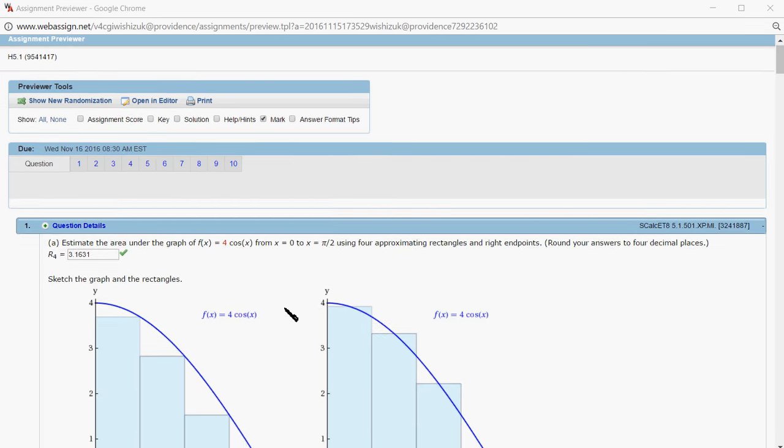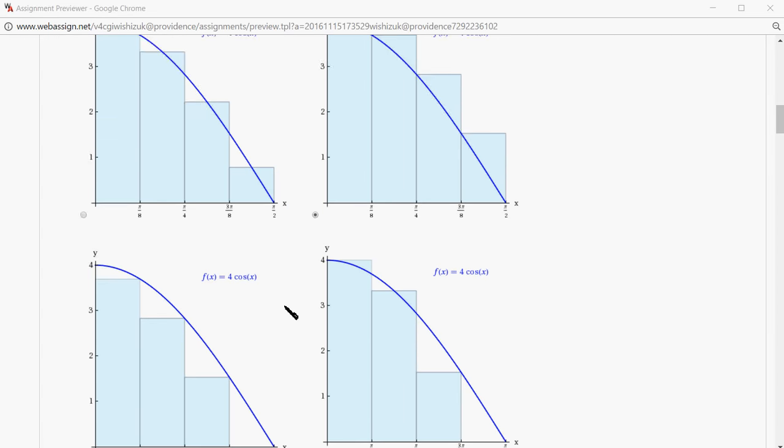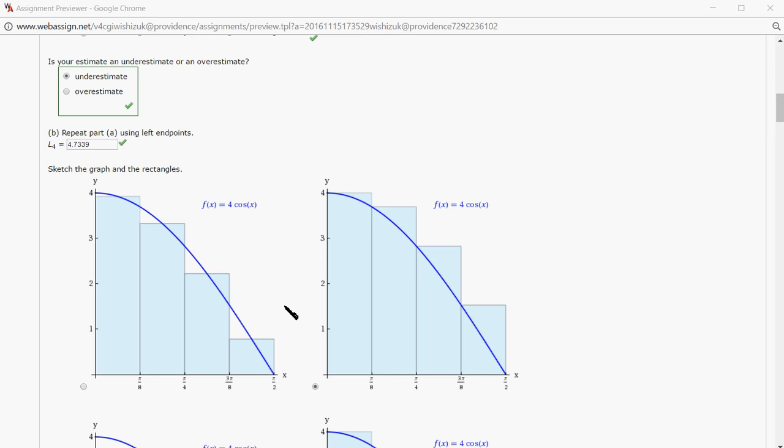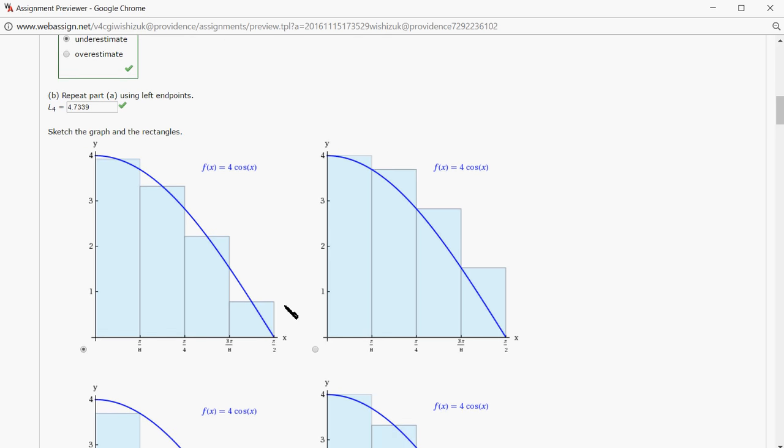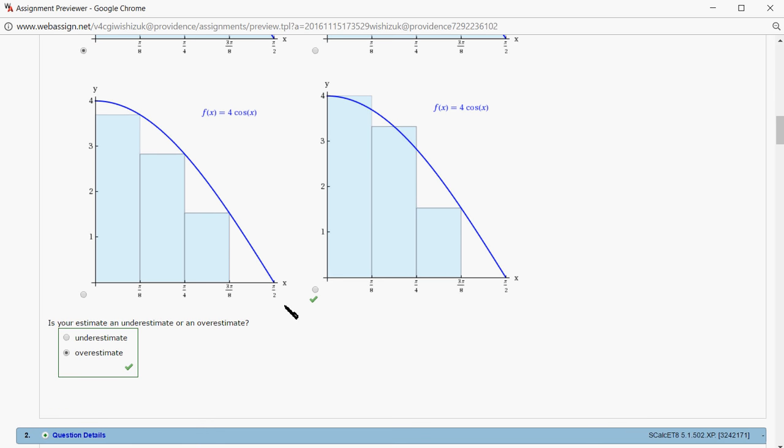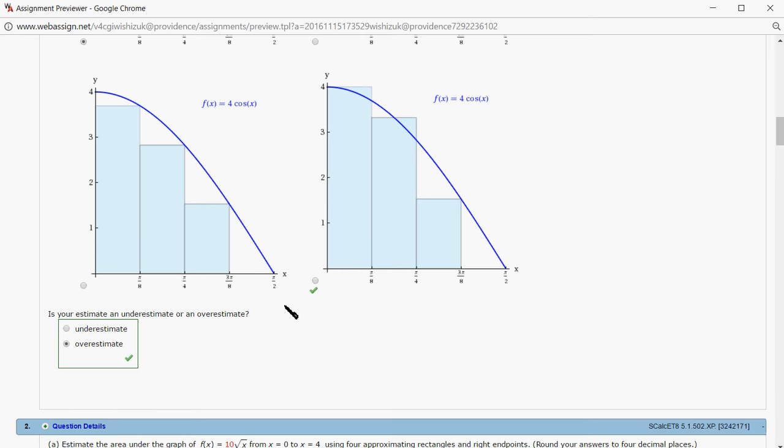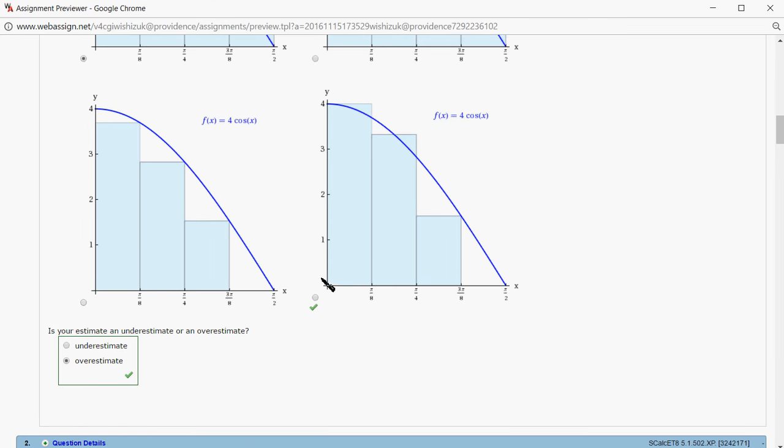All right, it came back, and let's see part A, part B. It was the underestimate for part A, and the part B answer is correct, the picture is correct, and it was an overestimate. All right, that's it. I hope that this was clear.